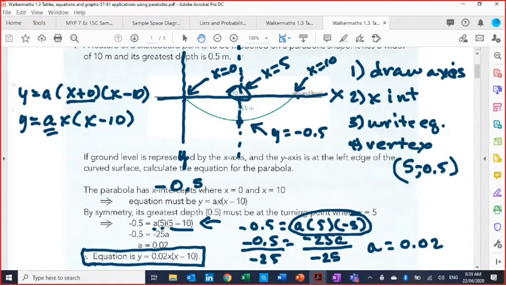Make sense? So it's the same thing we were doing before, just presented in a slightly different way. So if you weren't having any trouble writing the equations, then you shouldn't have any trouble here.